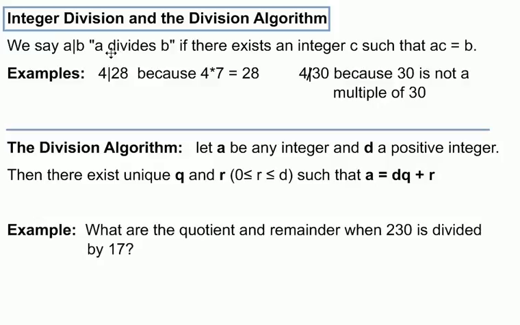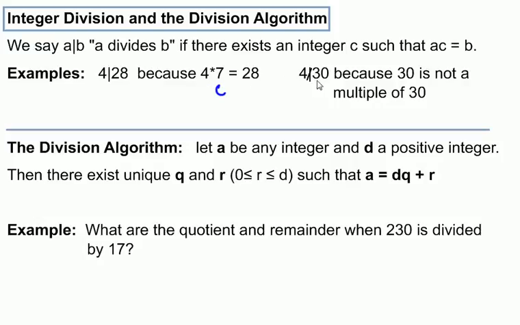So we're basically here talking about dividing evenly. For example, 4 divides 28 because 4 times 7 is 28. The 7 would be the C that connects 4 to 28. 28 is a multiple of 4. 4 times 7 gives you 28.